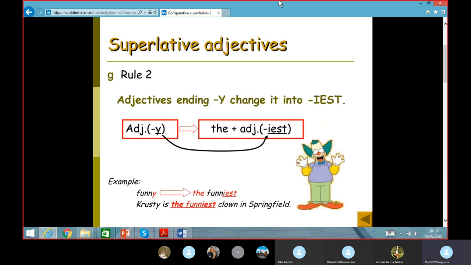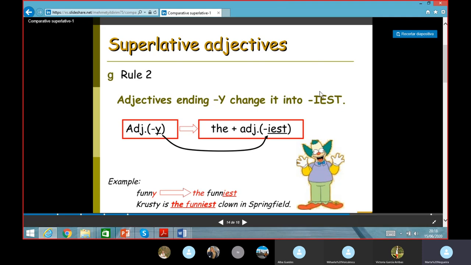When I have Y, I'm going to change the Y and I'm going to add this. Okay, so for example, look at that. I have funny ending in Y and I have to add the. Entonces voy a añadir the, okay? And then I add this. I drop this and I'm going to add IEST.